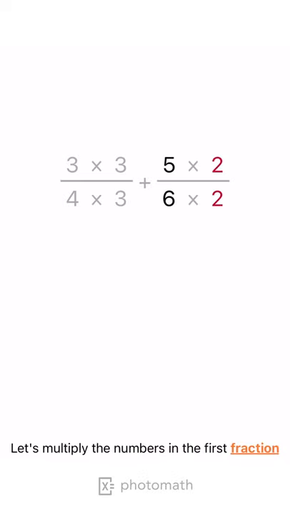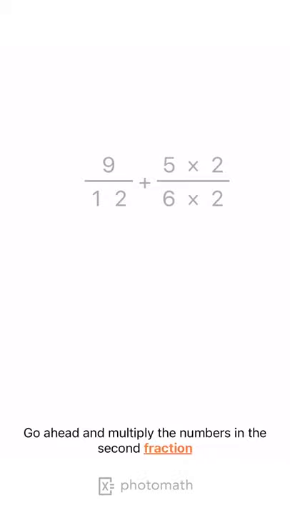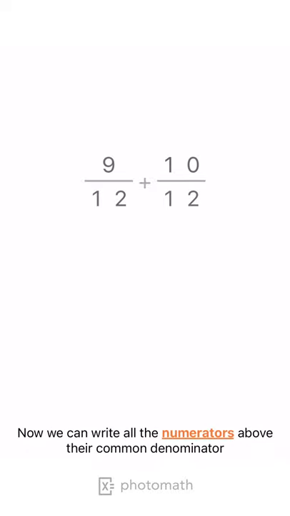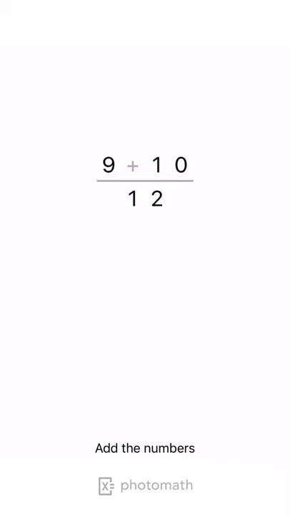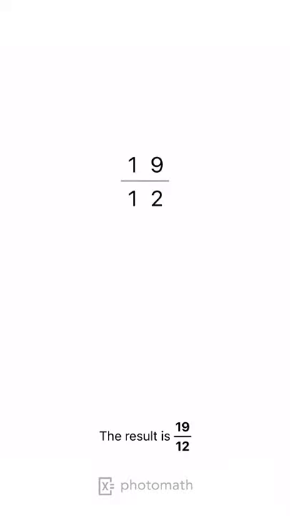Let's multiply the numbers in the first fraction. Go ahead and multiply the numbers in the second fraction. Now we can write all the numerators above their common denominator. Add the numbers. The result is 19/12.